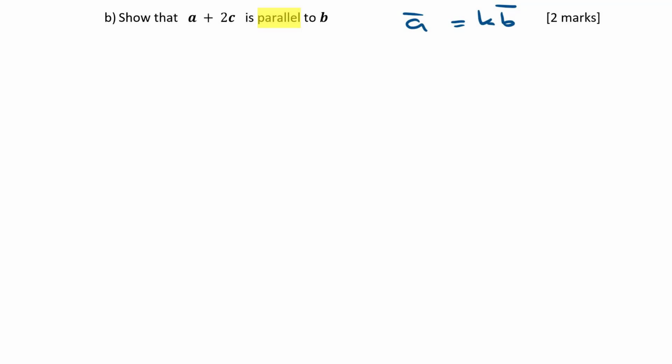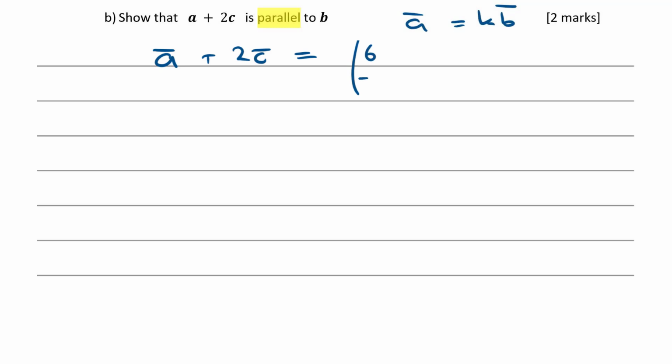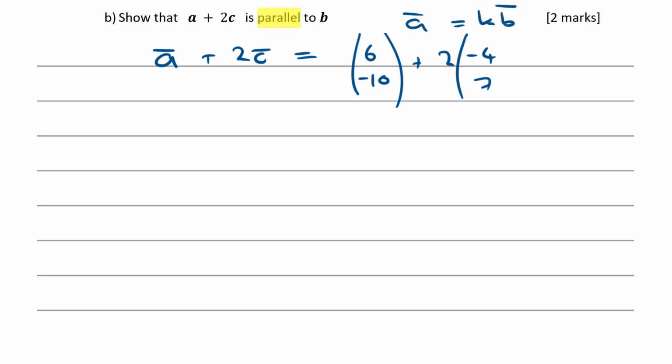So what is A plus 2 lots of C? That's going to be my vector A, which is (6, -10), and I'm going to add on 2 lots of vector C, which is (-4, 7). So this time I've got a scalar times a column vector, so both numbers in my vector get multiplied by 2. I'm going to do that one first, a bit like BIDMAS, multiplication before addition. So I'm going to leave A as it is to start with.